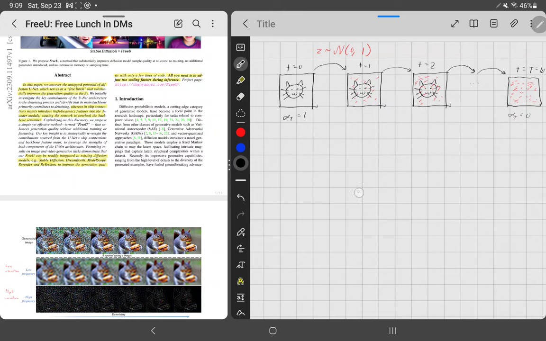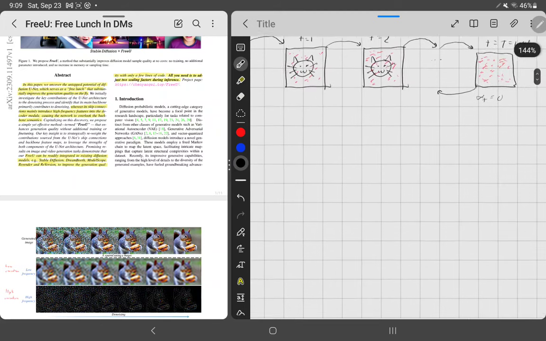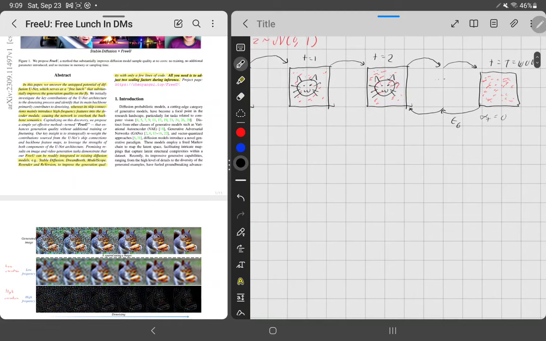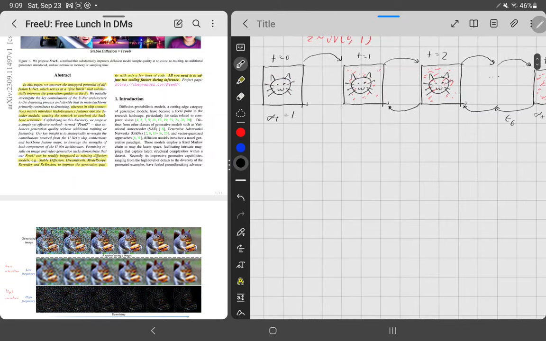So that's how you can create your images, and then to reverse this process so that you can reconstruct the cat, you train a model. We'll call this epsilon theta. So you train a model to basically reverse this one step at a time.